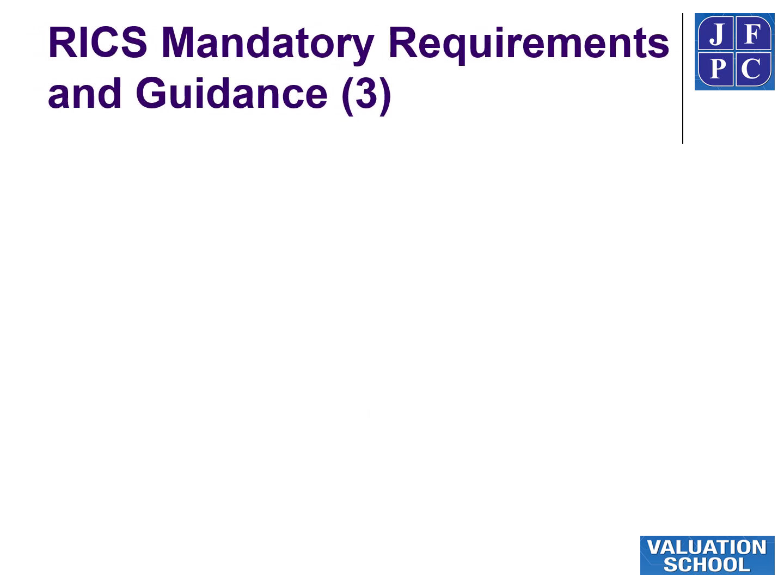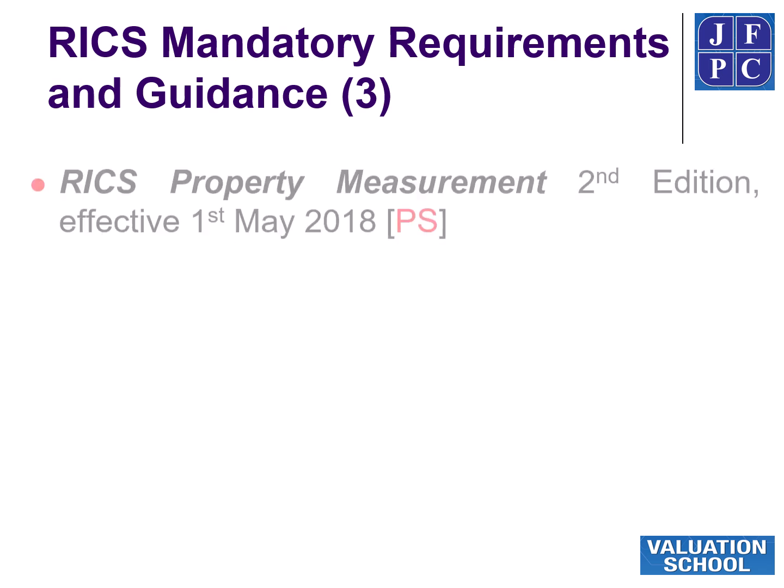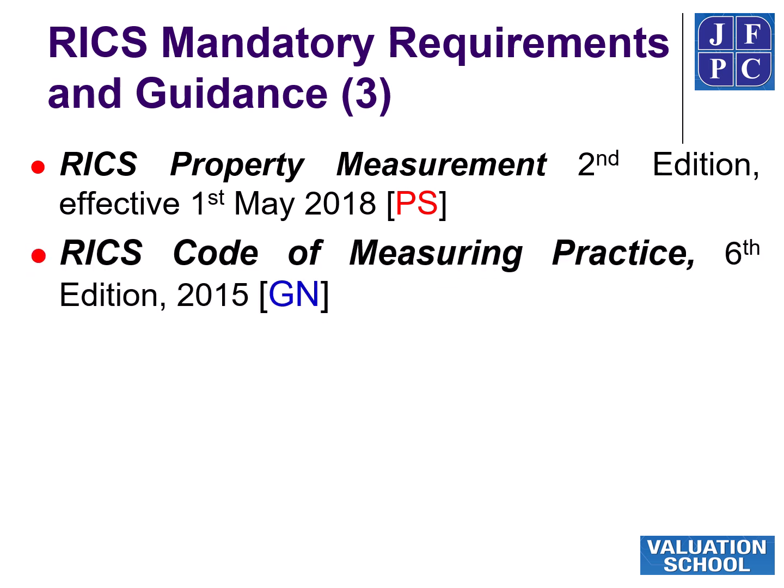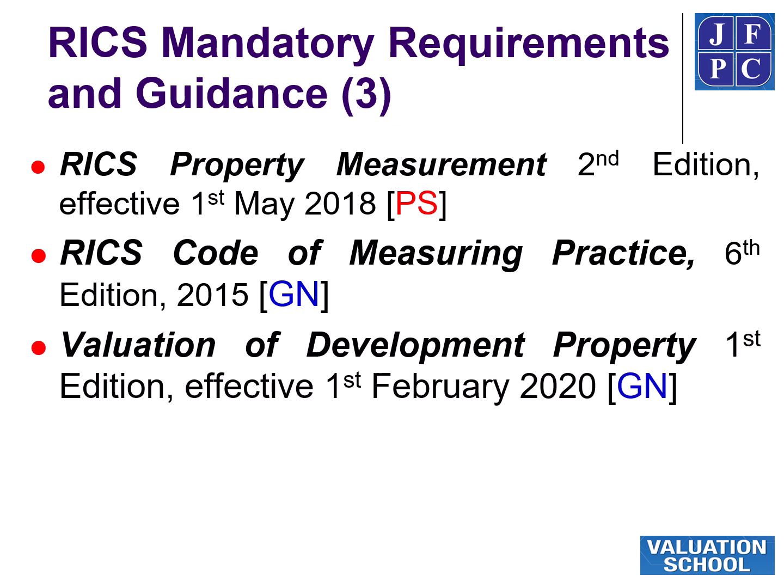Measurement is a separate APC competency, but it is integral to valuation. So we must have knowledge of RICS Property Measurement second edition, that is effective from 1st of May 2018, that is a professional statement. This currently applies to office and residential properties. We also have a guidance note, the RICS Code of Measuring Practice, 6th edition, 2015. We then have another guidance note, Valuation of Development Property, 1st edition, effective 1st of February 2020. Now this is essential reading for anyone also aiming to achieve the Development Appraisals competency.